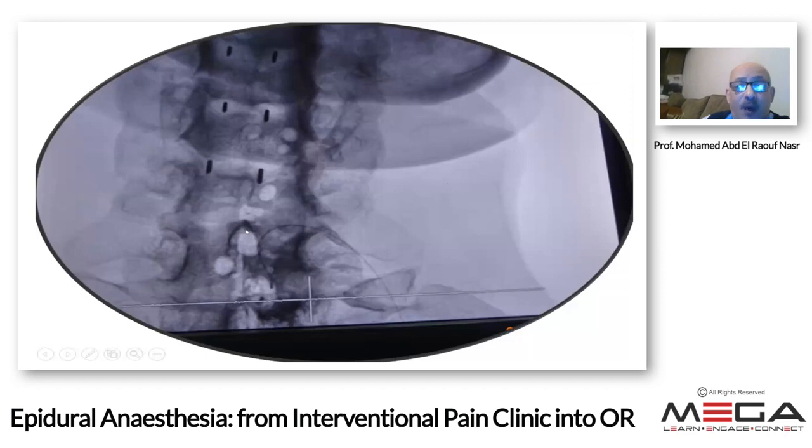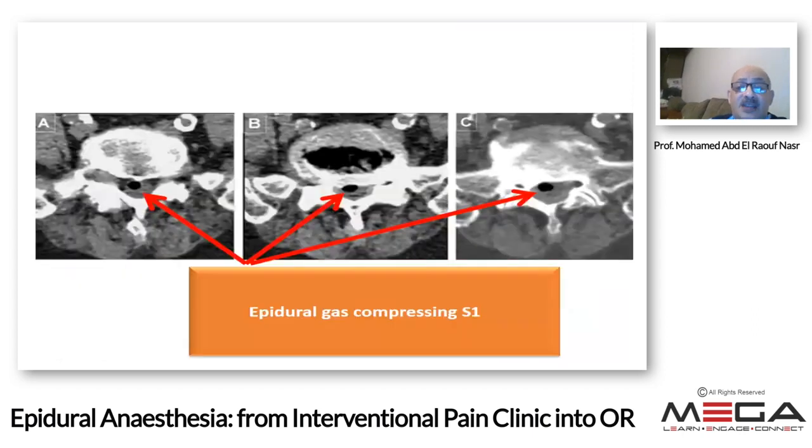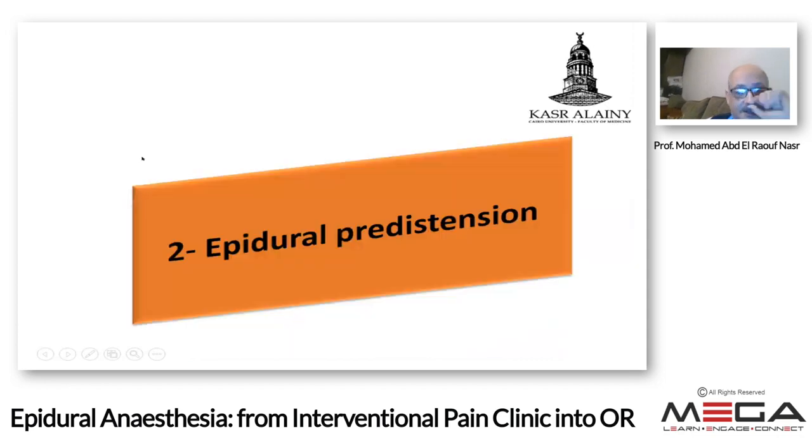And there is one publication in the literature that showed that air can compress a lumbar or sacral nerve root, causing nerve root compression, and you see the air in the CT scan.